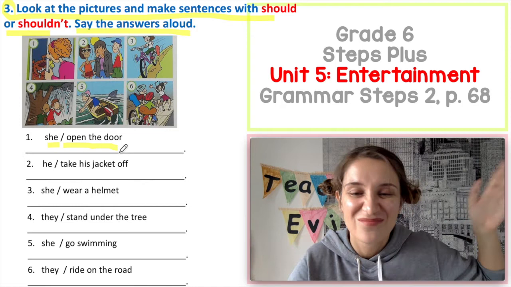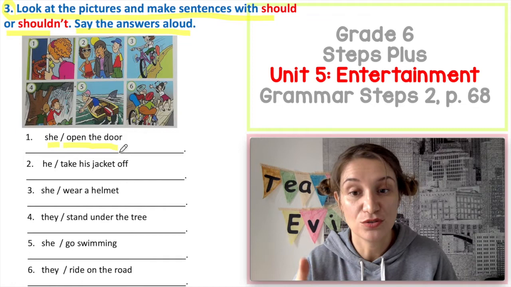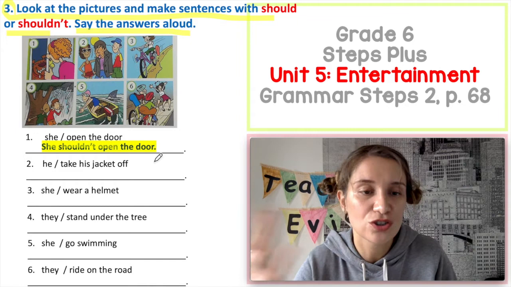She shouldn't open the door. Nie powinna otwierać drzwi. Because there is a dog behind the door and the dog might bite her. Bo za drzwiami jest pies i może ją ugryźć. Więc wpisujemy she shouldn't. She shouldn't open the door. Easy. Okay. Easy squeezy.